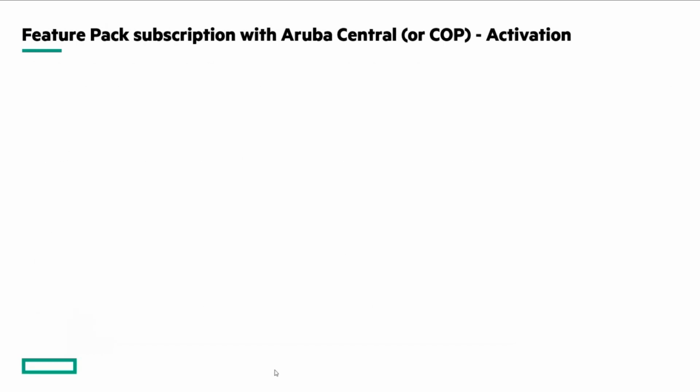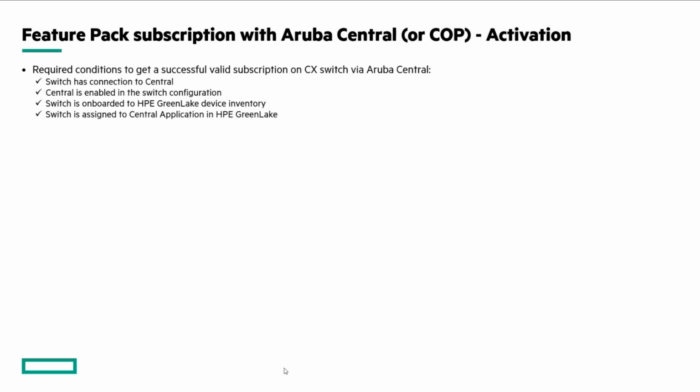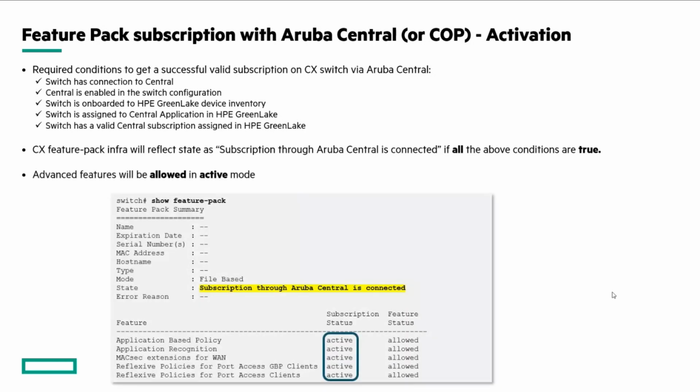So what are the required conditions to get a valid subscription on a CX switch via Aruba Central? First, the switch must have a Central connection and Central should be enabled in the switch configuration. Also, the switch must be onboarded and assigned to the Central application in HPE GreenLake. At the same time, a valid Central license must be assigned in GreenLake. If all the above conditions are true, the CX switch will reflect feature pack state as subscription through Aruba Central is connected, following which all the advanced features will be allowed and the subscription will move to active mode.